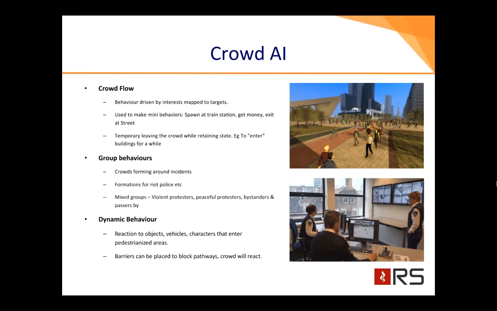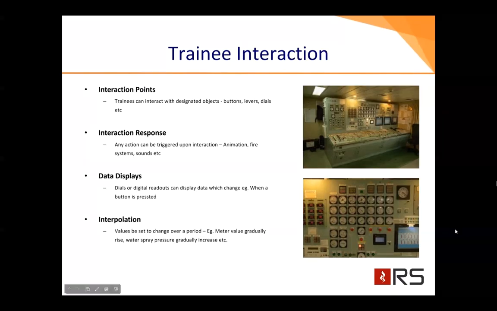Mixed groups. So here you can have different portions of the crowd having very different behaviors. So you could have, for instance, one scenario which contains violent protesters, peaceful protesters, bystanders, and passers-by. So the idea here is that as someone that's either trying to control the crowds or someone that's using CCTV for surveillance and trying to build a picture of what's happening, it makes it more complex because you have different groups of people behaving in very different ways, and you'll need to gain some understanding of this in order to coordinate your response. For dynamic behavior, so reaction to objects, vehicles.